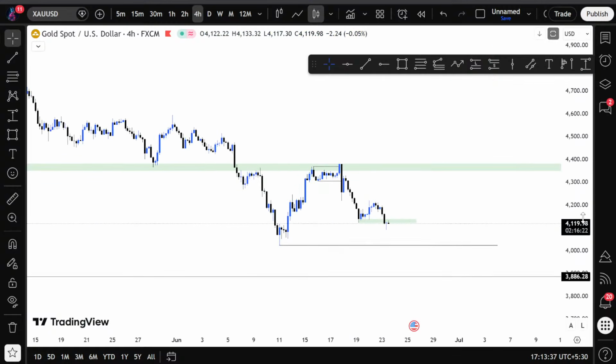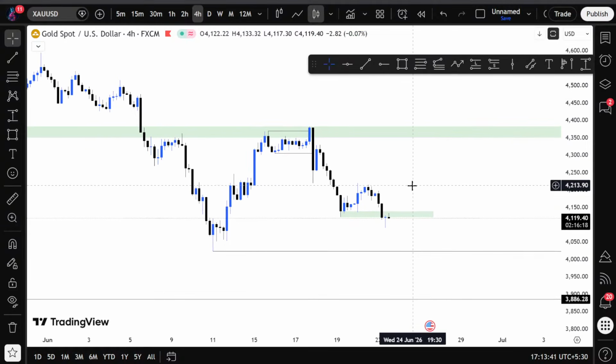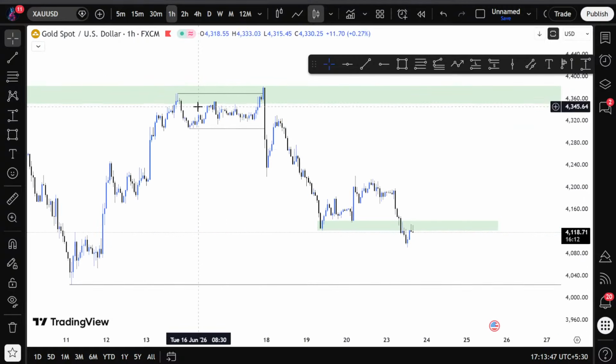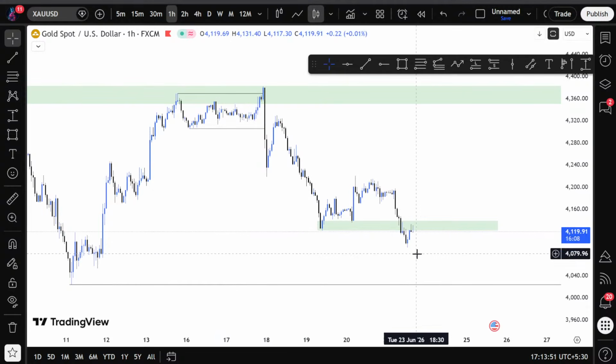Now, according to this one, what are you looking for here? Even in the 1 minute time frame, 1 hour time frame, low break, retest, you short.